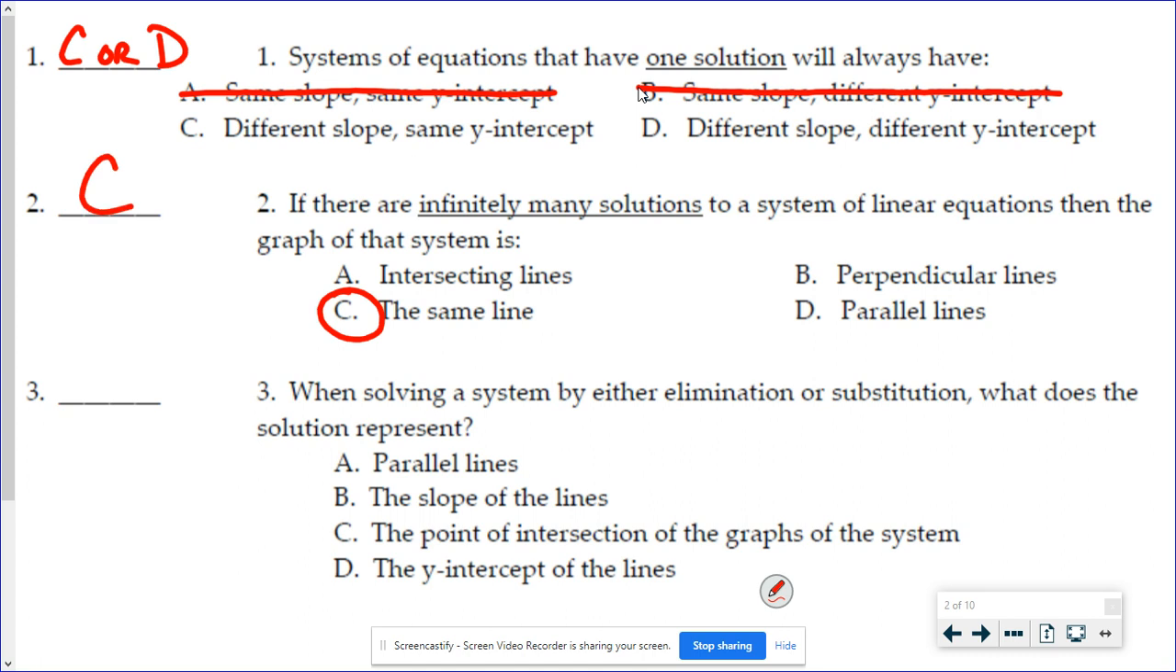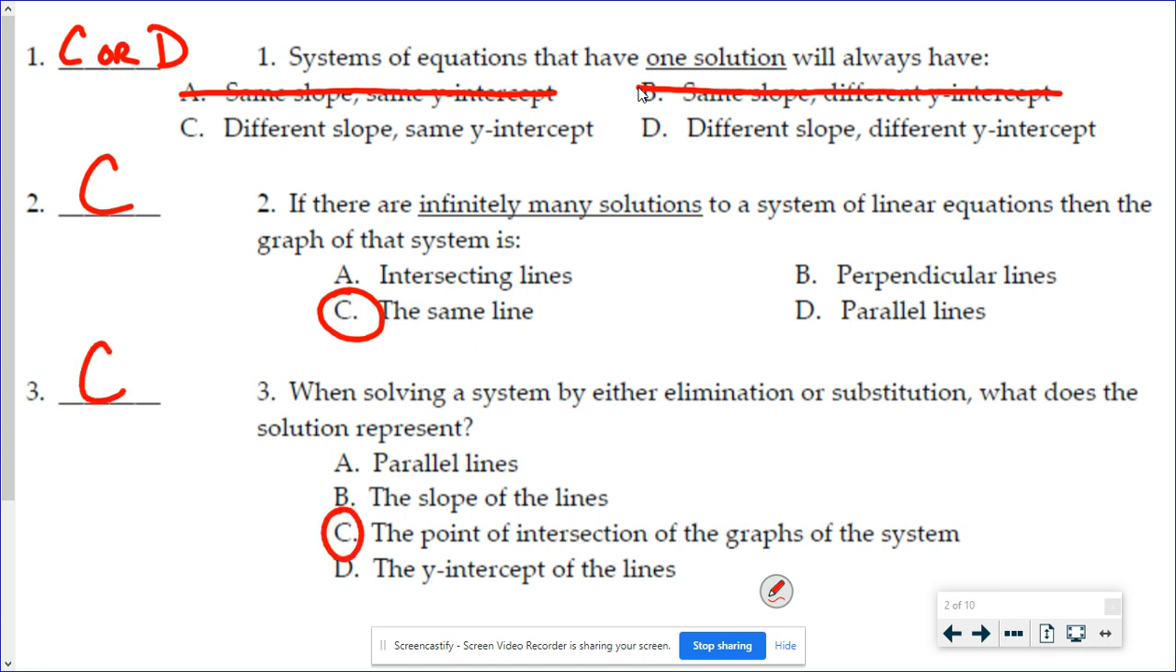And number three, when solving a system by either elimination or substitution. That's just saying if you weren't necessarily graphing it, what does the solution represent? Well, the solution is still the same thing if you're doing it with elimination or substitution or graphing. No matter what, we are talking about the point of intersection for the graphs of those lines.